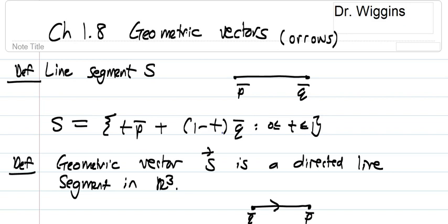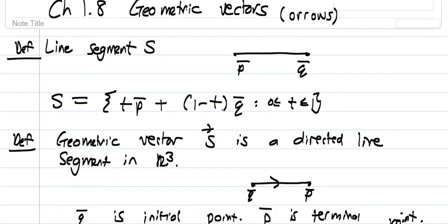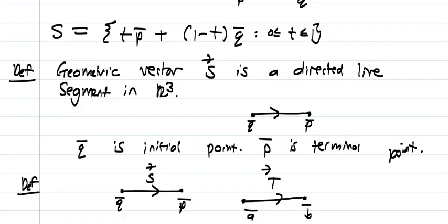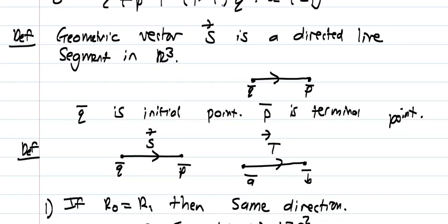Now we are going to define a geometric vector, and we denote it by a capital letter, maybe S, with an arrow on top of S, as a directed line segment. So it's a directed line segment in 3D. It starts somewhere and it ends somewhere. If the starting point is point Q and the ending point is point P, we say Q is the initial point and P is the terminal point. So it is basically an arrow in space. Here I have 2 arrows, geometric vector S and geometric vector T, so I'm putting arrows on top of capital letter S and capital letter T.